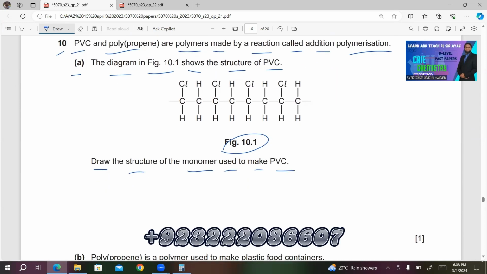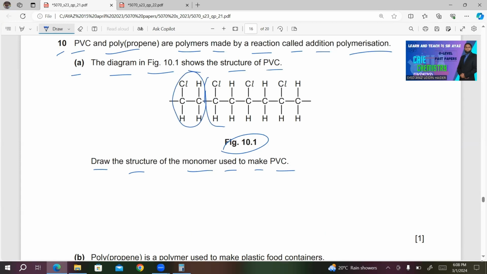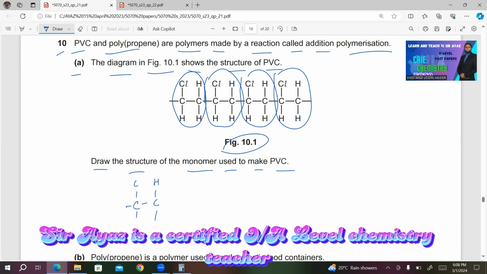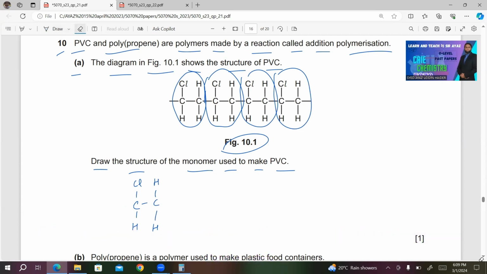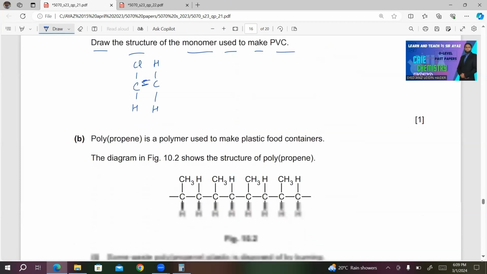Now I'm going to pick the repeat unit. You see, these are the repeat units. Repeat unit number 1, repeat unit number 2, repeat unit number 3, repeat unit number 4. These all are the same. So I'm drawing the repeat unit here. Only one repeat unit is enough to draw the monomer. Now to make the monomer, erase the bonds on the right and left hand side and make a double bond in the middle, between the two carbon atoms. This will be the monomer used to make PVC.